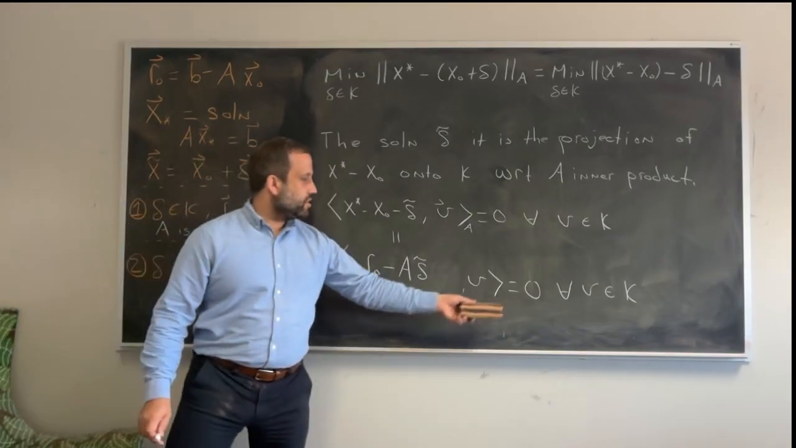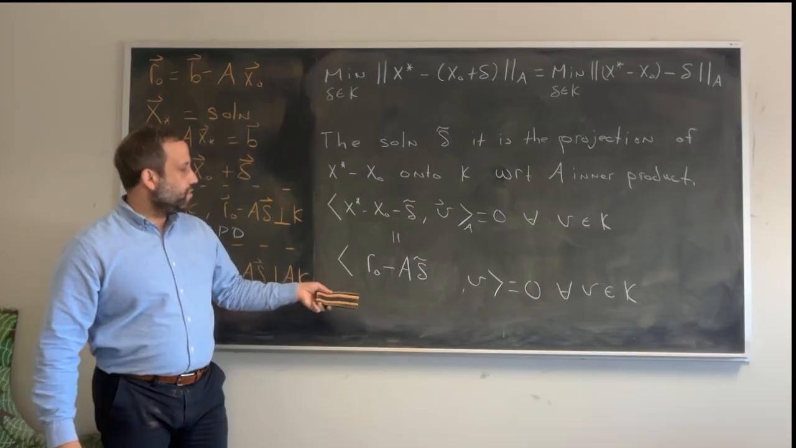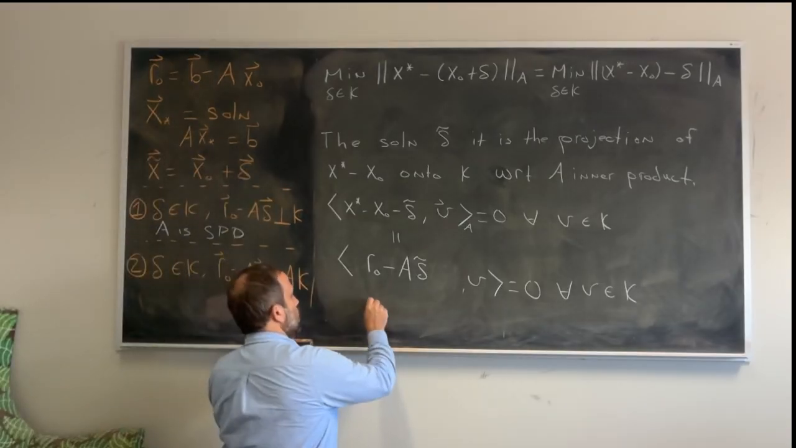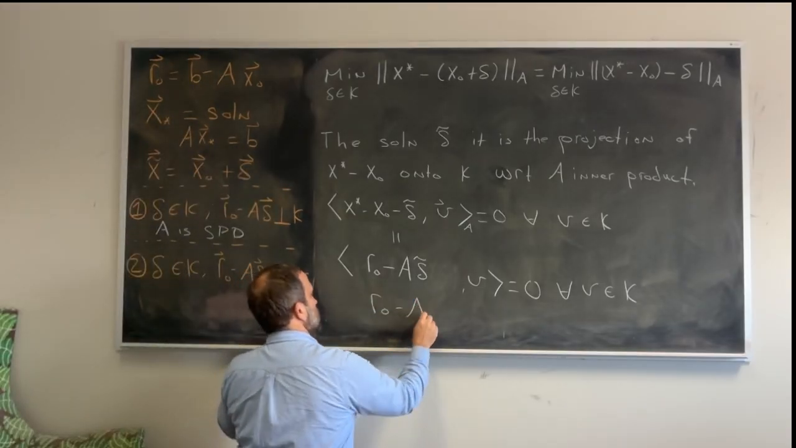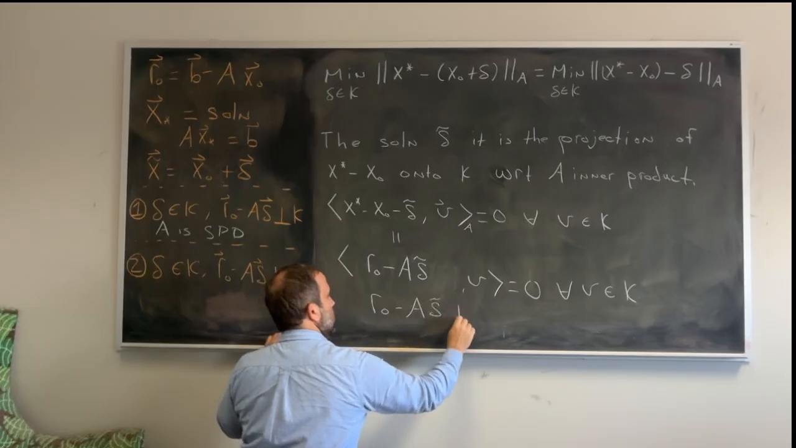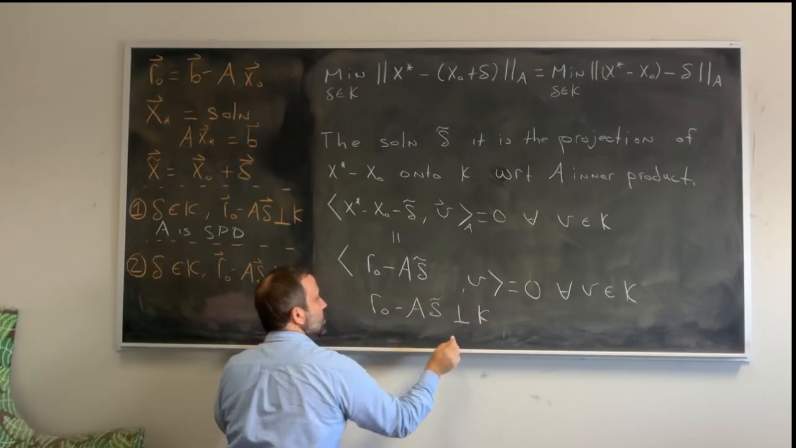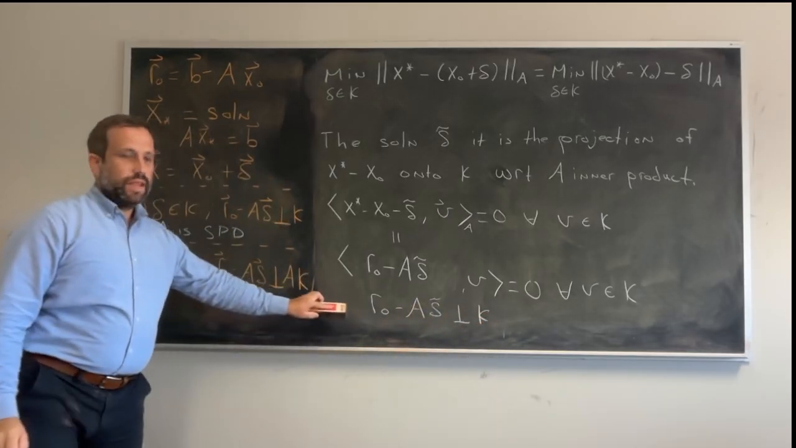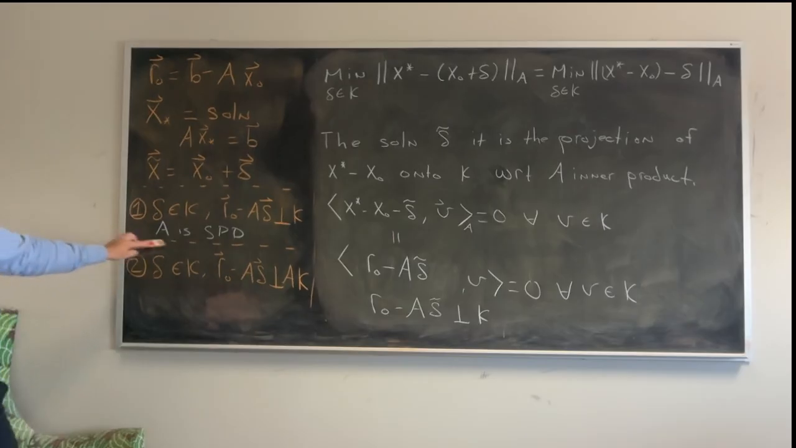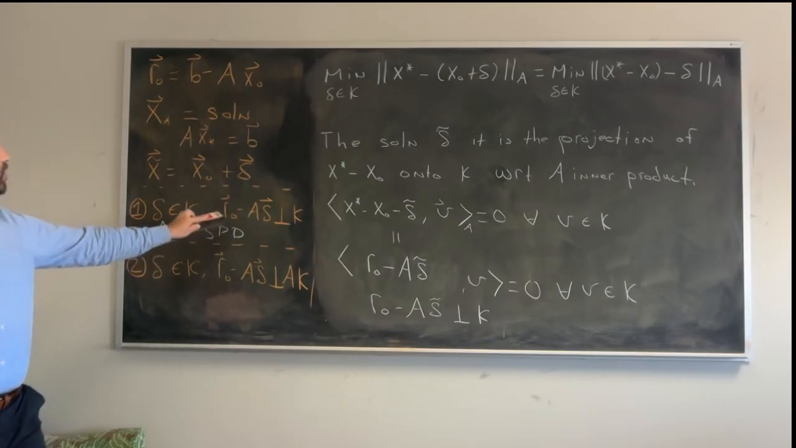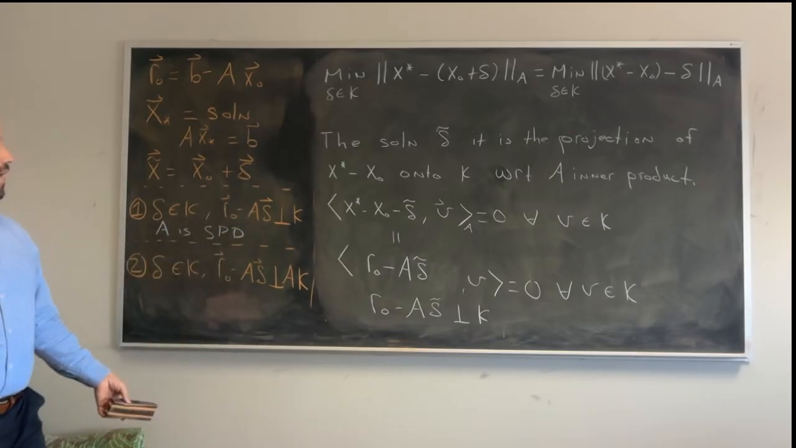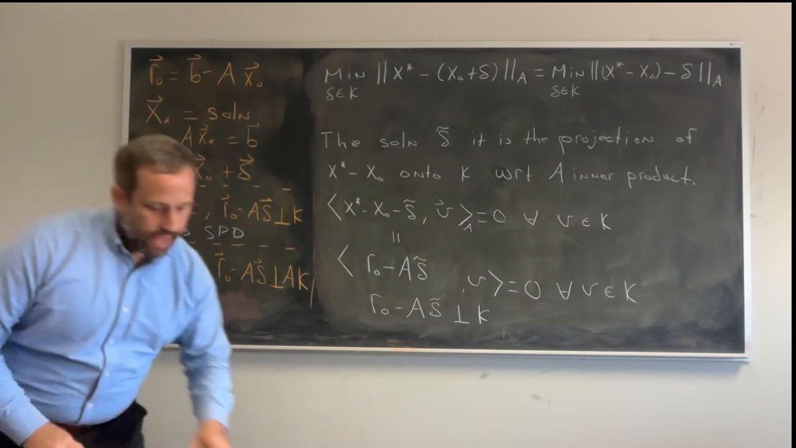But now this is just the standard inner product. So what this means is that r naught minus A delta is orthogonal to K, but in the standard inner product. And that's exactly how we pick delta here, so that r naught minus A delta is orthogonal to K in the standard inner product.